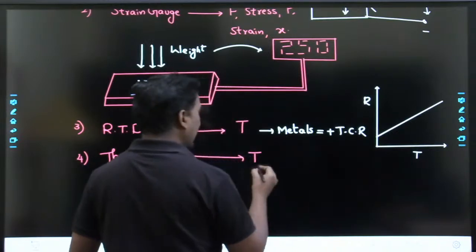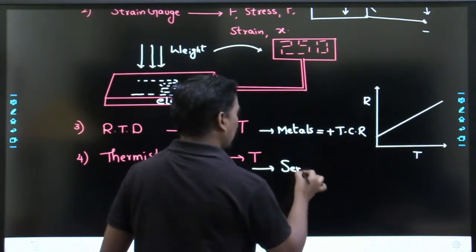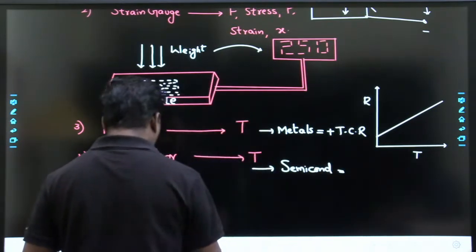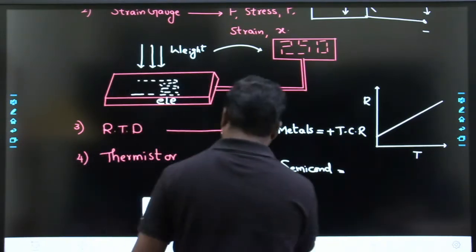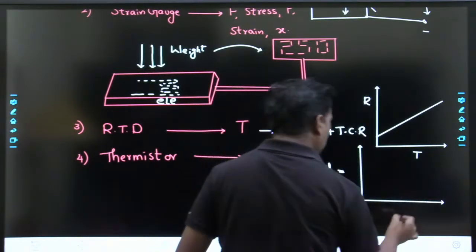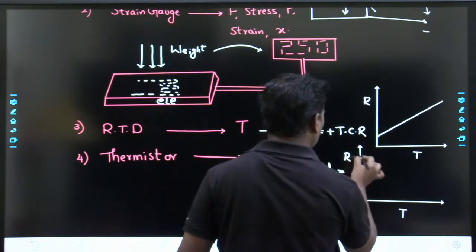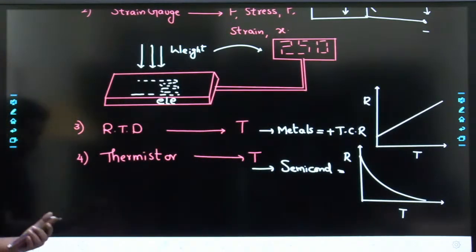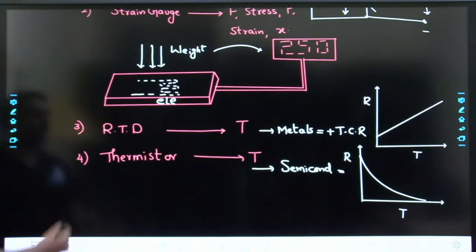But for semiconductors, if you see, what is going to happen? As the temperature is increasing, resistance is going to decrease exponentially. Clear, my dear students? So this is our RTD and thermistor.